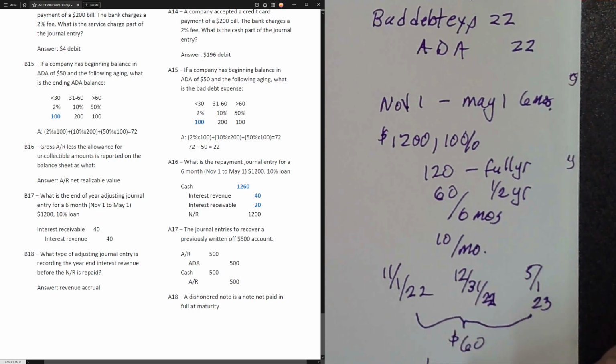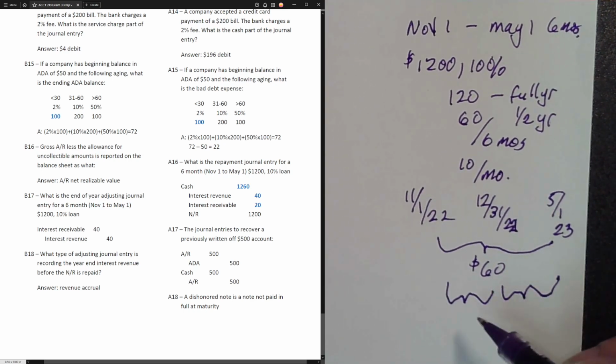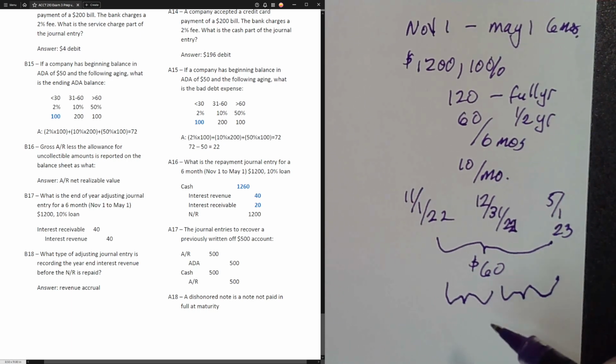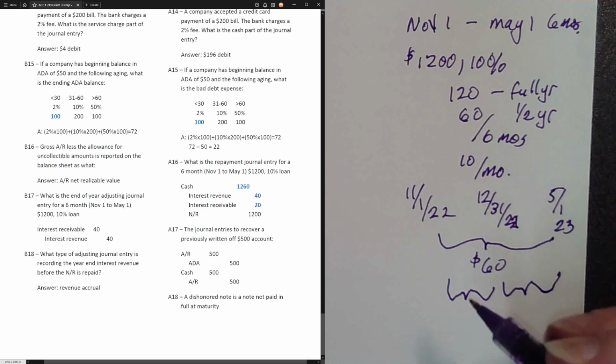But what about this amount and this amount? Because it's in 2 different years, we actually need to split up and record the interest revenue, because remember, it's important for us to record the revenue in the period that it was earned.